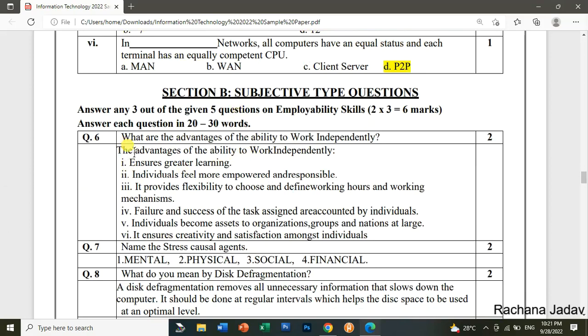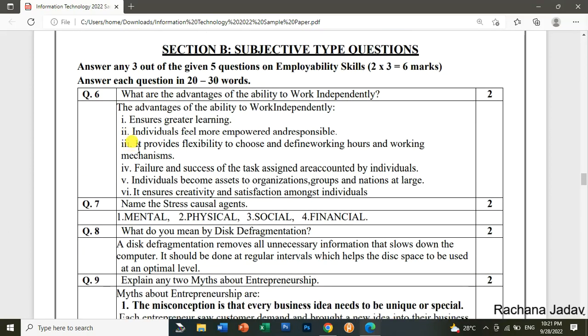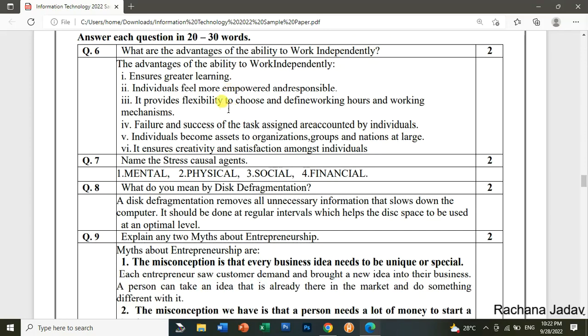Okay. Now theory, I don't think that I will have to explain it over here, but yes, you can see answer any 3 out of 5 in 20 to 30 words. Please remember, आप लोग बहुत short में उसका answer लिखते हो and you think that everyone will judge it and you will get 2 marks over there. It's not possible. So yes, you have to write the points properly.